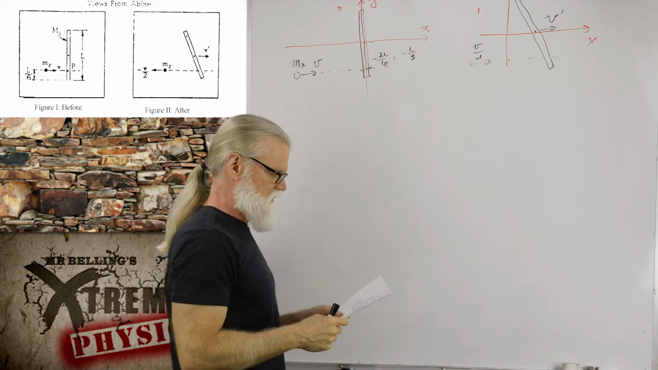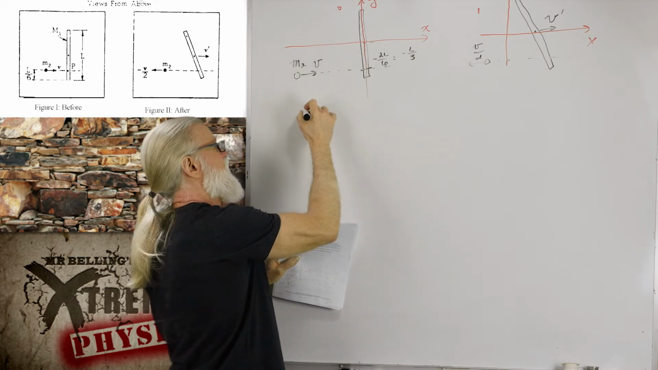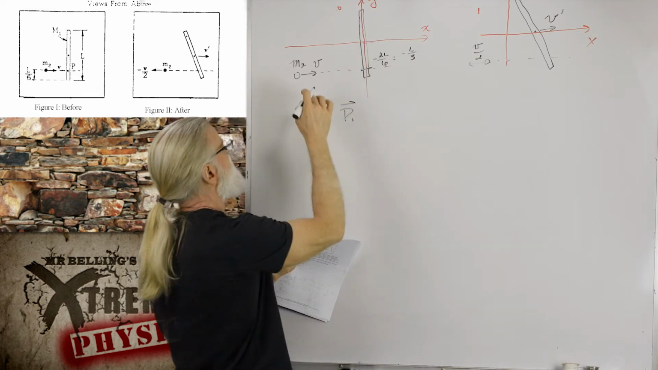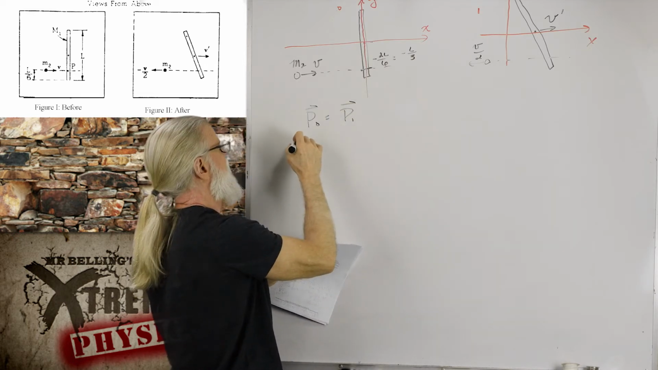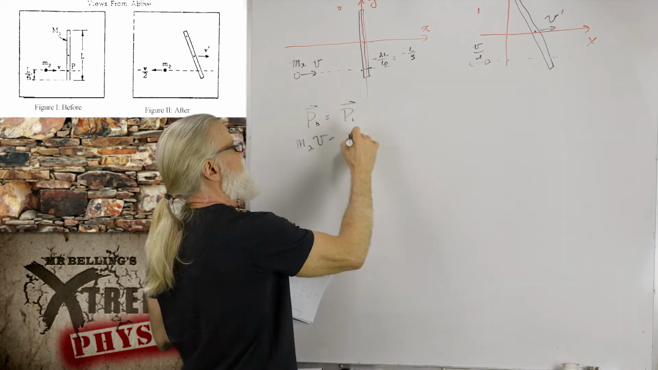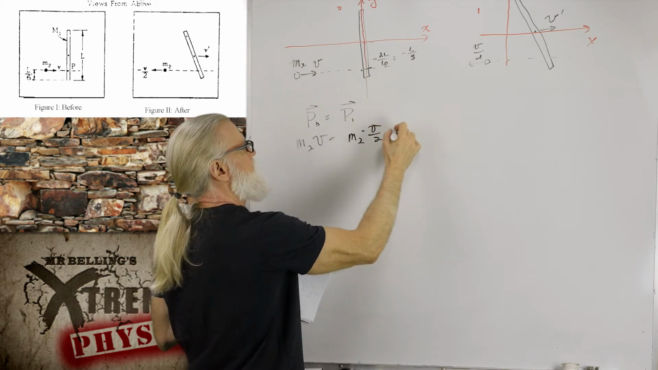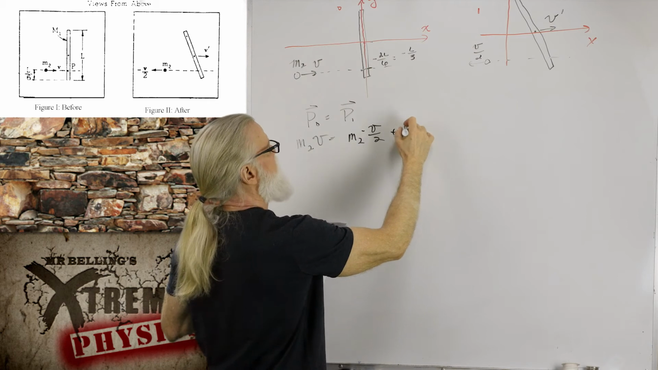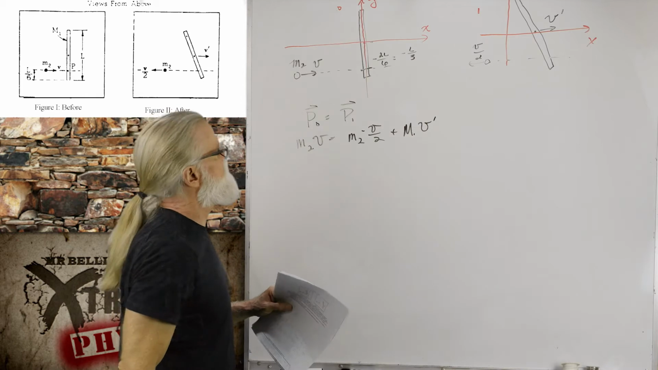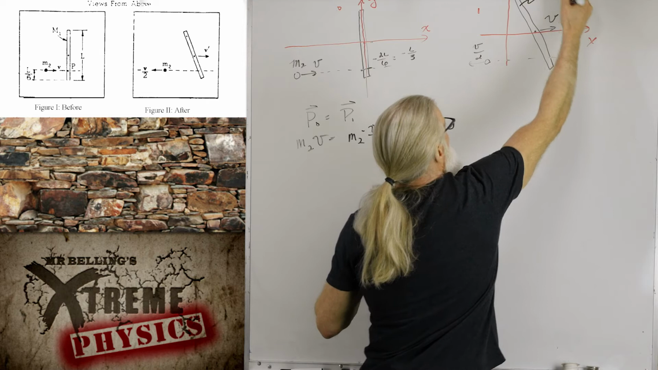Using the principle of conservation of linear momentum, I think this is going to be pretty straightforward. P0 equals P1. Initially we just have M2 V equals M2 times negative V over 2 plus M1 V prime, right? That was M1, I didn't label that. That's M1 right there.